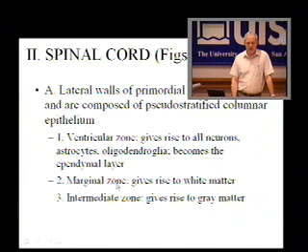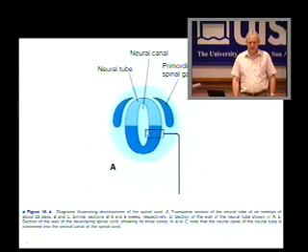The marginal zone is at the edge, gives rise to the white matter, and then there's an intermediate zone as well, and this will give rise to the gray matter. So ultimately, ventricular and marginal zones give way to a three-layered spinal cord: ventricular, intermediate, and marginal. And this is what we're going to look at here.